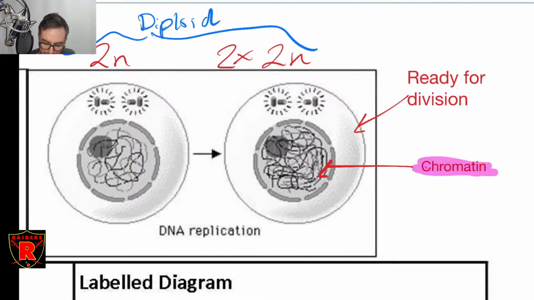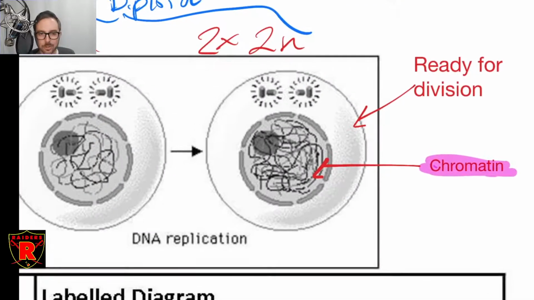Okay? So keeping in mind that the DNA at this point is not in the form of chromatids. It is in the form of chromatin. Chromatin means that the DNA is all unwound and just laying out in the nucleus. And if you look at this under a microscope, it doesn't look like anything. It just looks like a dark area.